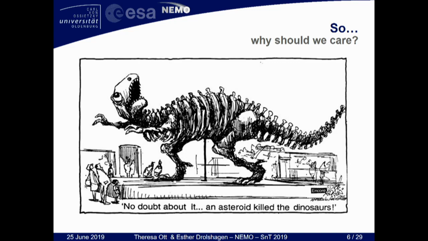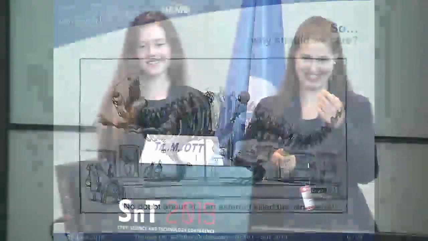So why should we care? So far, there were no reports of any death by a meteoroid that are verifiable. But just ask the dinosaurs about it. Could happen any time. Peter mentioned already. So we should be prepared for that.